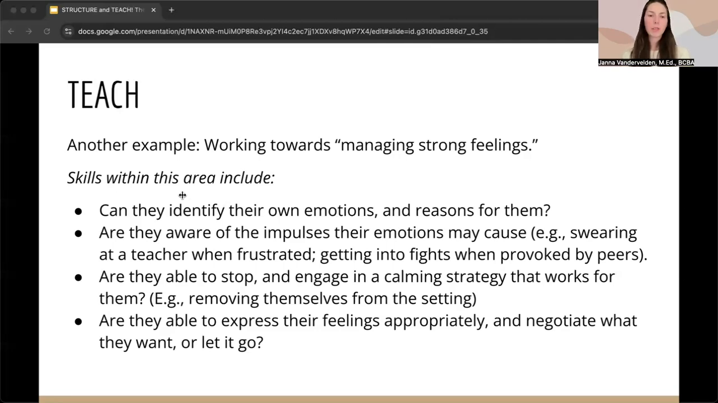Are they able to express their feelings appropriately and negotiate what they want or let it go? Perhaps teaching self-advocacy skills as an alternative to what they are currently doing could be beneficial. If the answer to any of these questions is a no, teaching these skills may be necessary.